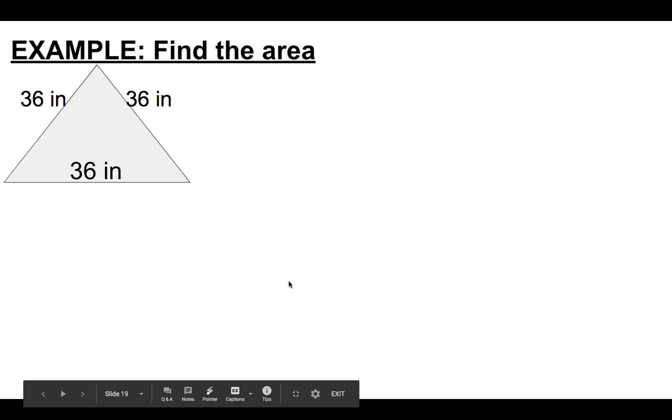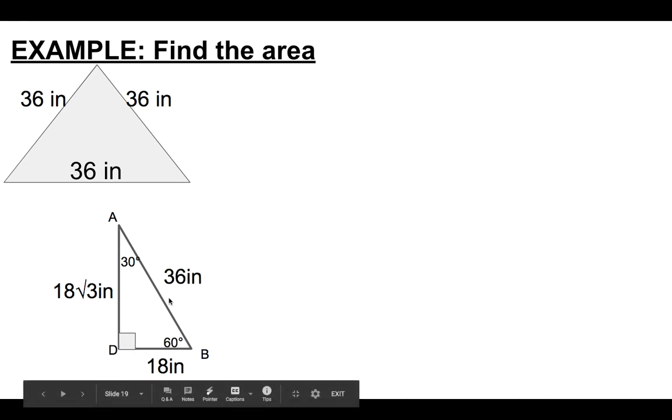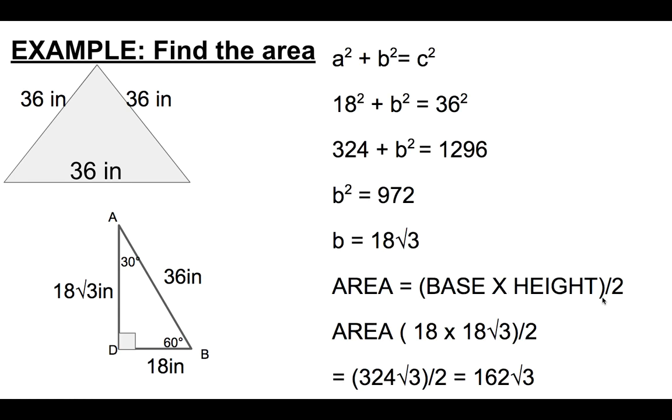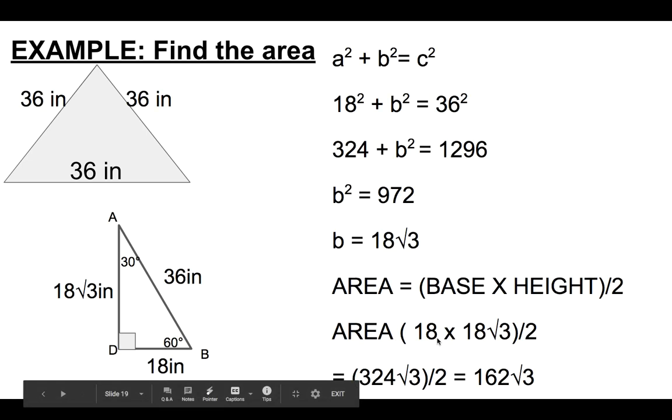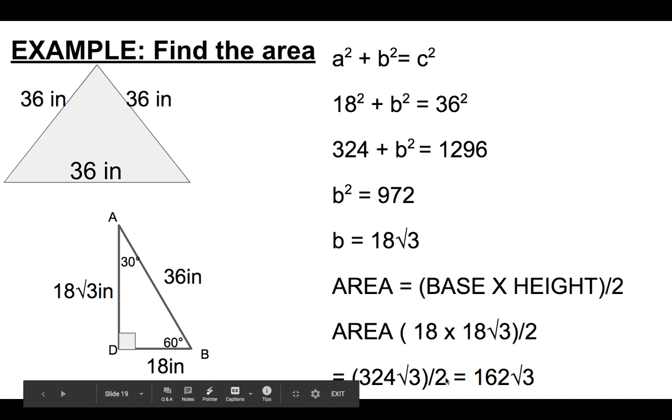The last one I want to solve for the area. So I make my altitude line, split it up into 18 and 36 as my hypotenuse. Again, this is a 30, 60, 90, so I know that the height is 18 square root 3 based off of the base. I want to find the area, so for area, it's base times height divided by 2. My height and my base, if I multiply those two values, I get 324 square root 3. And if I divide that by 2, that's just 324 divided by 2 is 162 square root 3.